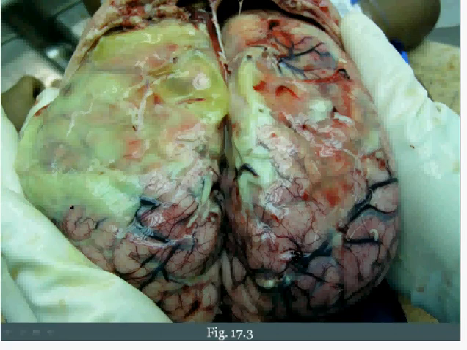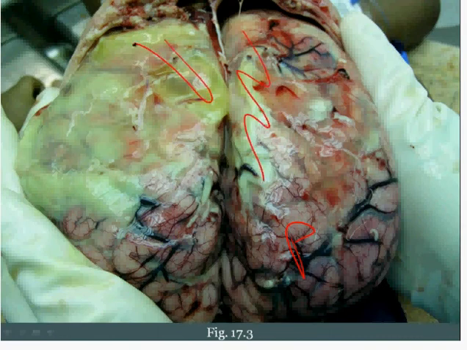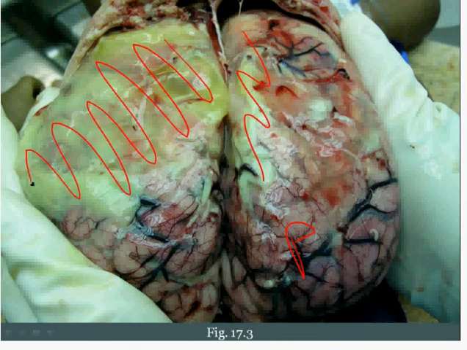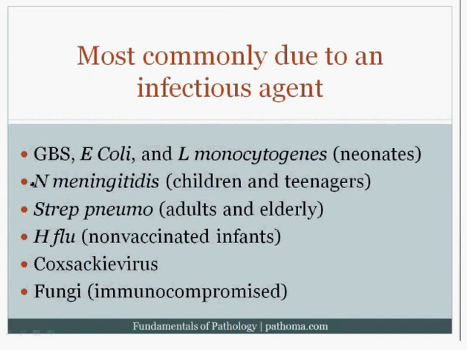Here's a picture of meningitis, and you can clearly see the brain, so when you see the brain, you're looking at the pia. The dura would be durable and thick, and you would have difficulty seeing the surface of the brain clearly. Within the pia, you can see all this inflammation, exudate and pus, and so this represents a bacterial meningitis. Meningitis is most commonly due to an infectious agent. It's very high yield to know the agents and the age groups in which they occur.